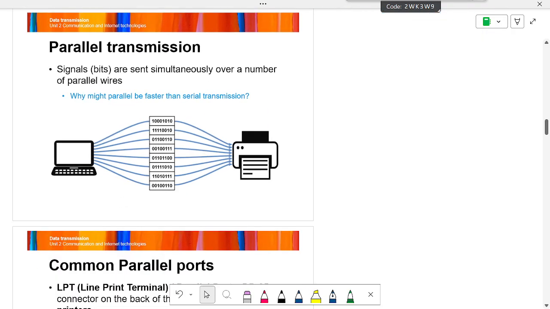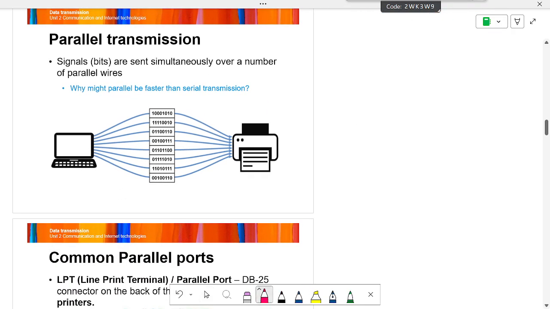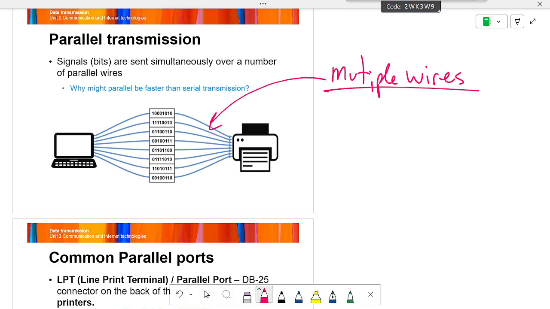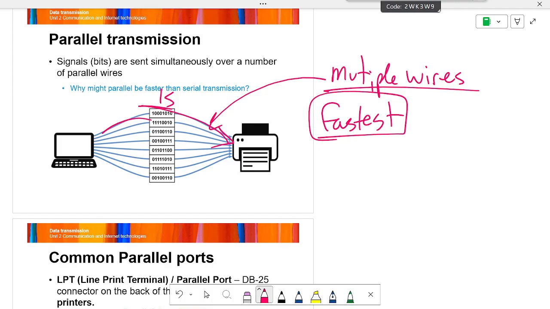Now, parallel has multiple wires. Uma, so therefore it's the fastest. The fastest is because I can send everything at 1 time, it's there. But there's some problem. Uma, tell me, what is the problem when we have multiple wires in parallel sending between 2 devices? There could be interference. Yes, and that interference is called what?